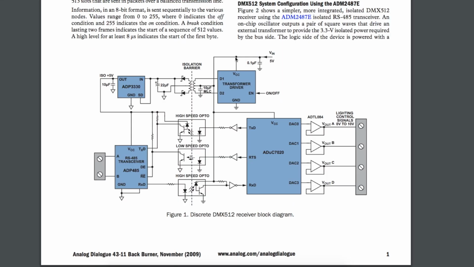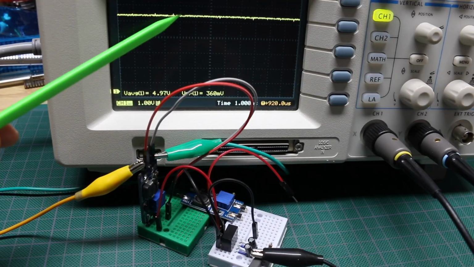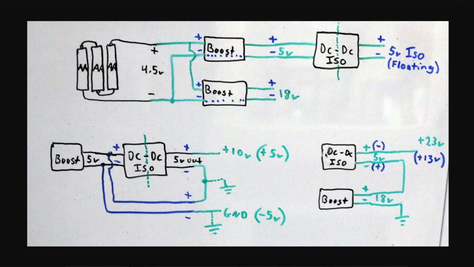Let's take a look at isolated DC to DC converters, what they are, when you would want to use them, and let's try a few circuit configurations with one.